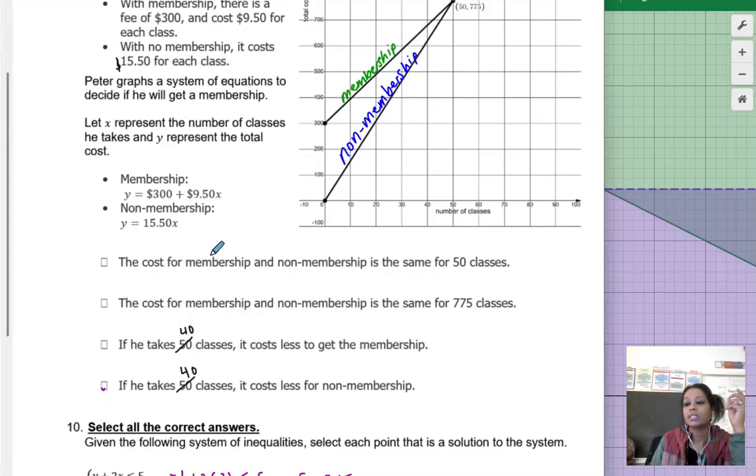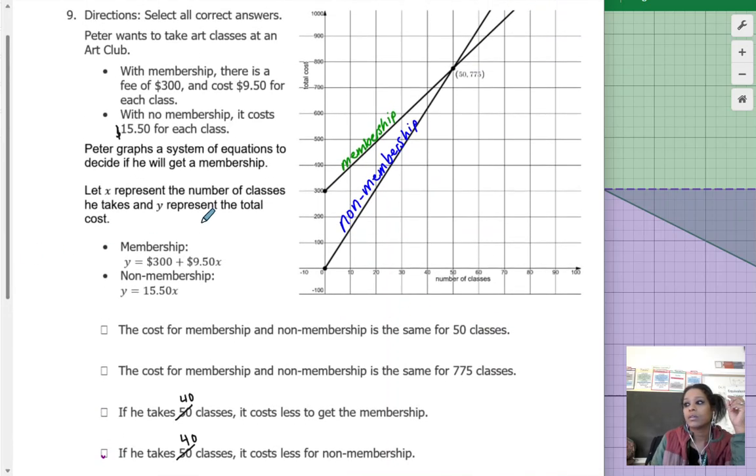It says that the cost of membership and non-membership is the same for 50 classes. So at 50 classes, the non-membership pays $775, and the membership also pays $775. So that is true. Okay, the 775 comes from the y-axis, right? So this is at 775 right here. I could graph it in Desmos and find it as well, but right here. It's a cost that much money.